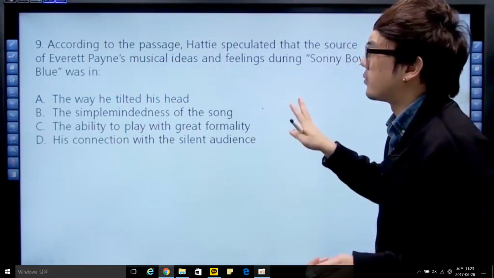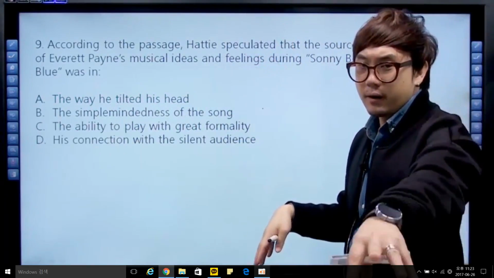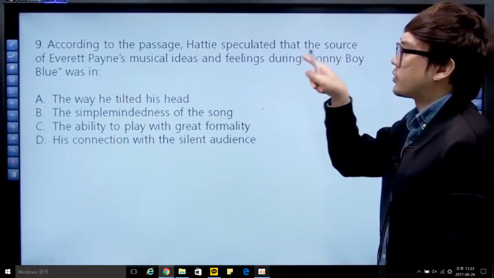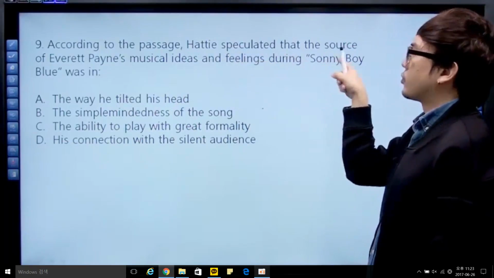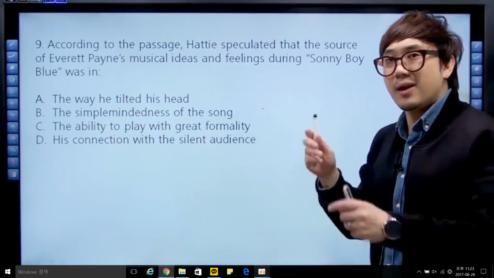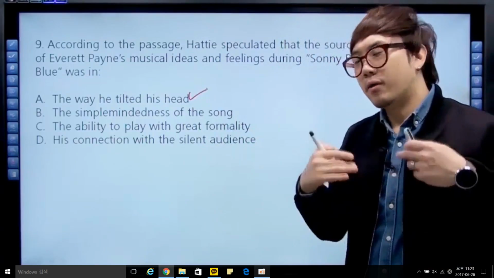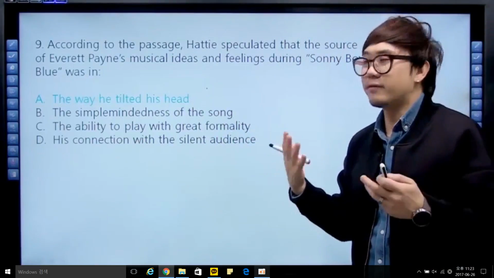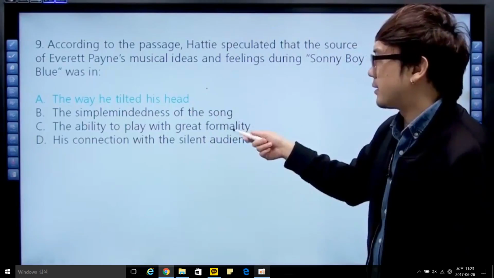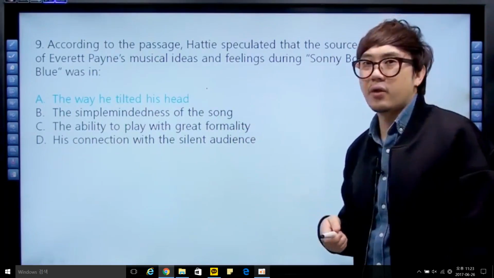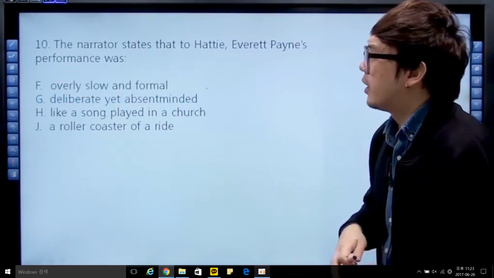All right, this one. So number 9, the same thing, right? According to the passage, Haiti speculated that the source of Edward Payne's musical ideas and feeling during Sonny Boy Blue was in what? In the way he tilted his head, right? She says that that's the source, or the foundation, of his creative play, right? It's not the simple-mindedness of the song, or the ability to play with great formality, or his connection with the silent audiences. None of that, right? Okay. Number 10, same thing.